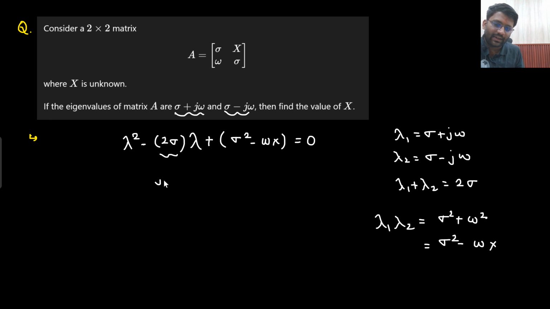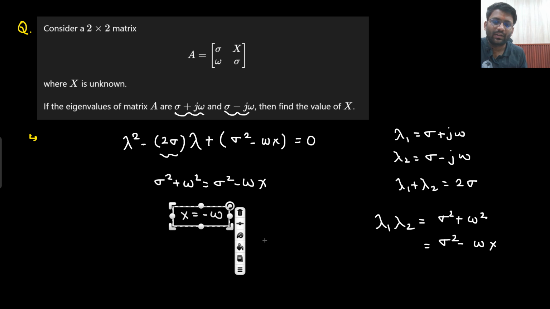So what they are saying is that sigma square plus omega square is equal to sigma square minus omega x. So sigma will get cancelled out. x is coming out to be minus omega. That's the answer. Okay, so it was a very simple question. These kinds of questions you should not look at the solution for; you should solve them on your own. Understandable? Both should be equal. So x is simply coming out to be minus omega.